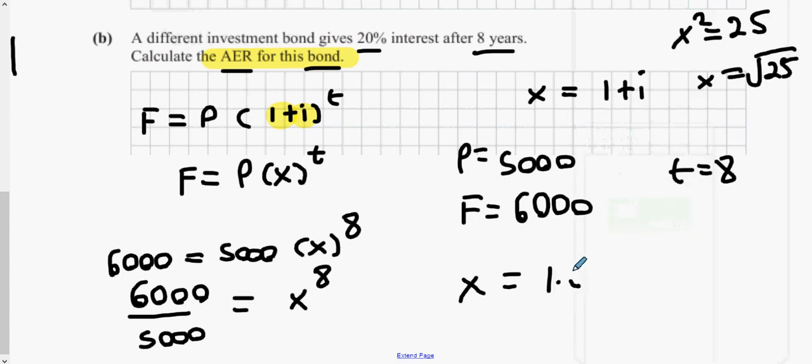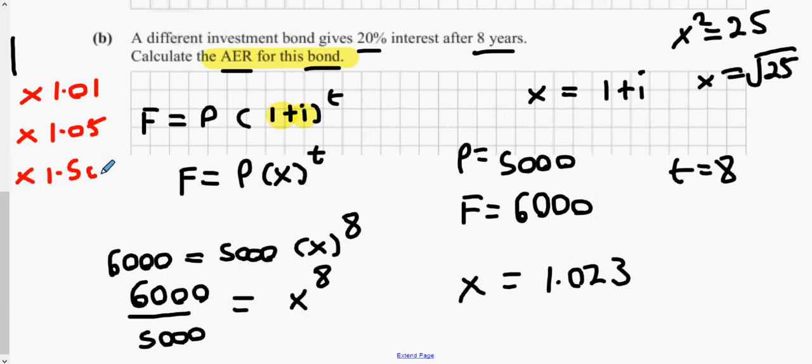Now, I got 8 out of 10. I didn't get 10 out of 10. Why? Not, yes, but what's the answer? Right. Give me a sec. Ready for this? If I multiply by 1.01, I add on 1%. If I multiply by 1.05, I add on 5%. If I multiply by 1.50, that's adding on 50%. What does 1.023 represent? It represents 2.3% AER. Cool? Is that the end of that one? Yeah. Alright.